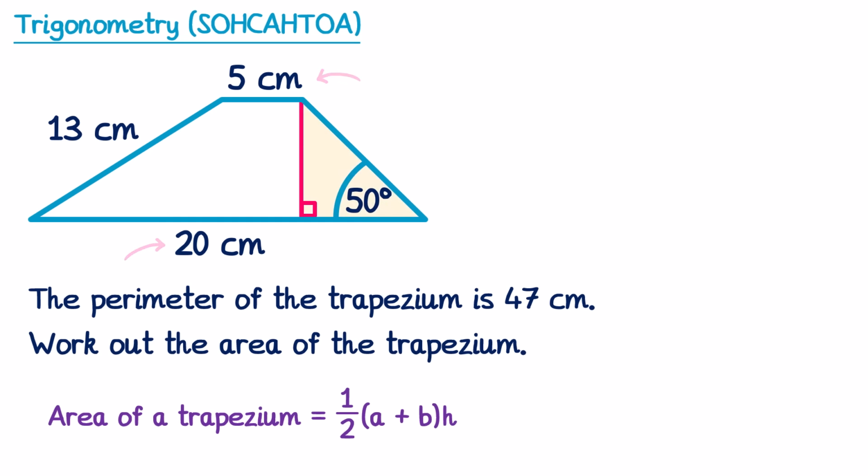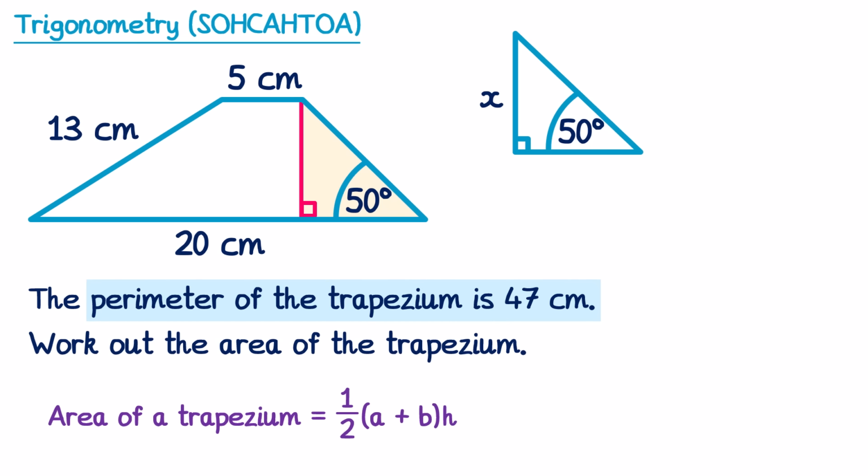So here we have a right angled triangle. Let's take a closer look at that triangle. We're trying to find the height, which is the side on the left-hand side, so let's call that x. Now it doesn't look like we know any other information about this triangle, but there was a statement in the question that said the perimeter was 47 centimeters.